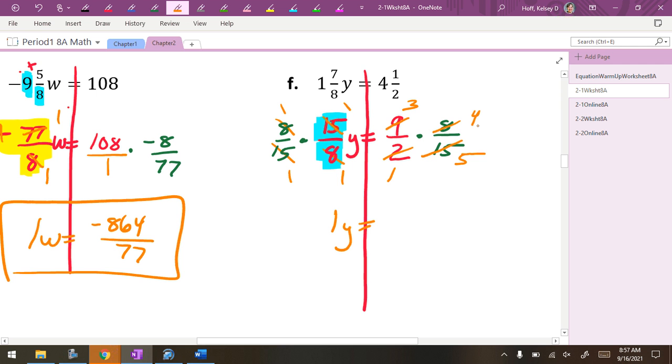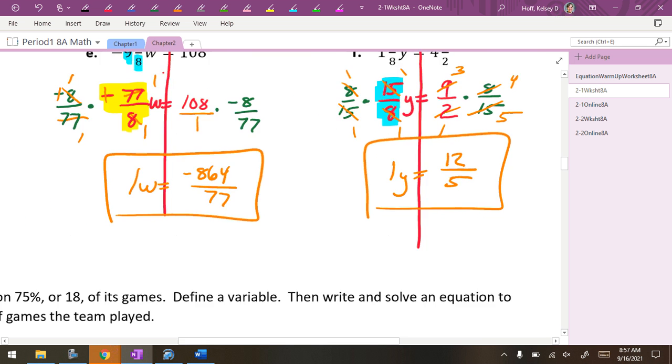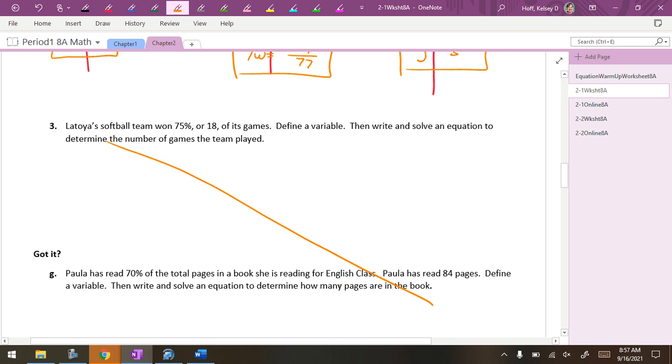3 times 4, 12. 1 times 5, leave it as an improper fraction. Always. Miss Hoff hates mixed numbers. The favorite part of your day, cross off the rest of the page. Yes way.